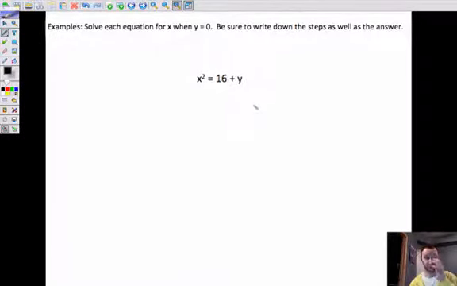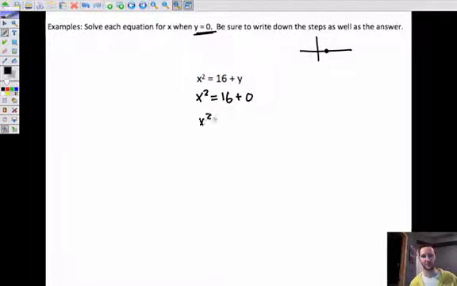The first one says solve each equation for x when y equals 0. That is the key, because at any x-intercept, anything that's along the x-axis, you have a y-coordinate of 0. So we're going to plug in 0 for y. That's the first step. So we're going to get x squared equals 16 plus 0, which obviously is just x squared equals 16.